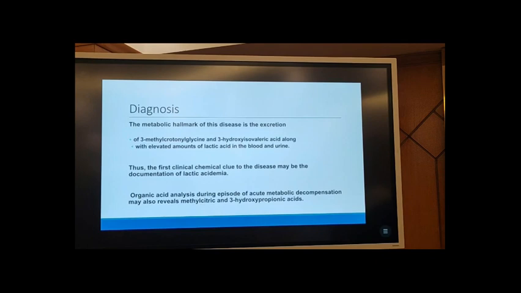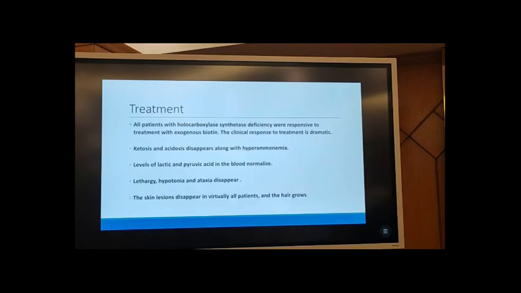The metabolic hallmark of the disease is excretion of this key compound, methylcrotonyl glycine and hydroxyisovaleric acid. Also, the first clinical chemical clue may be the presence of very high lactic acid. All patients are treated with biotin. It's the hallmark of the treatment. Once you give biotin, it is magic.